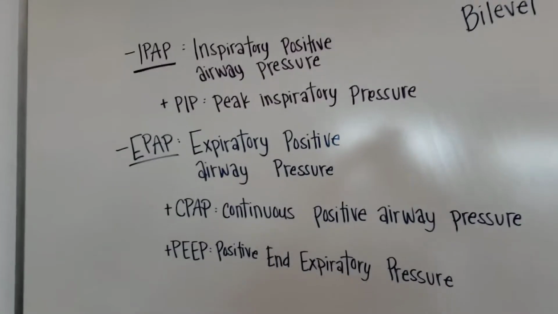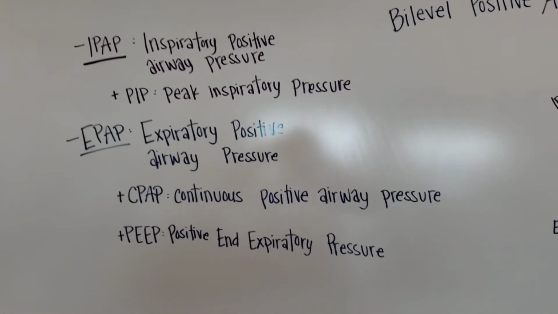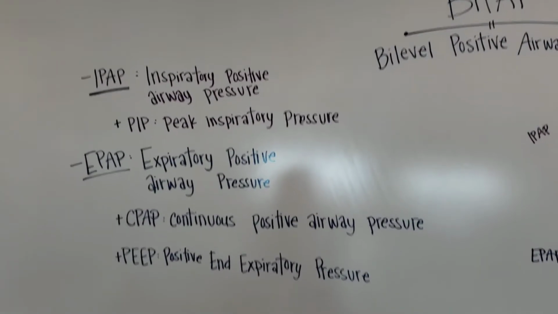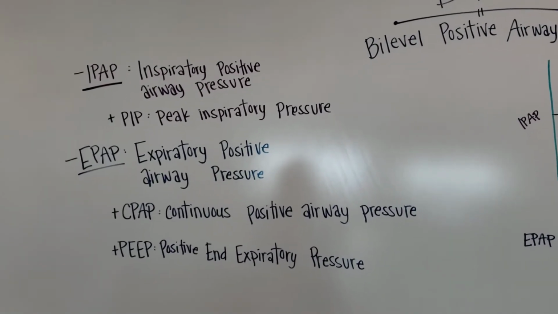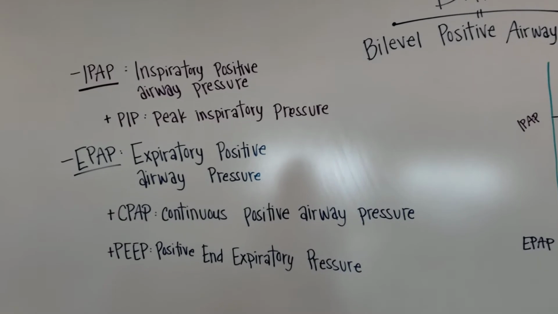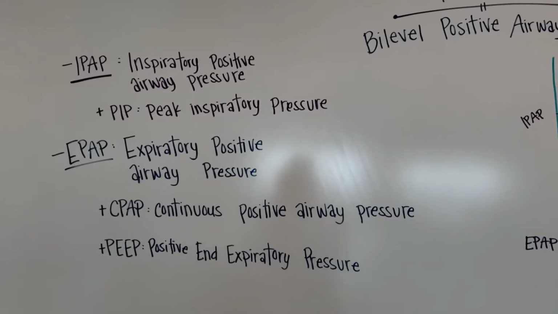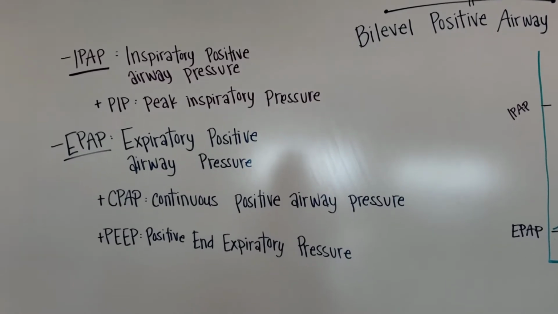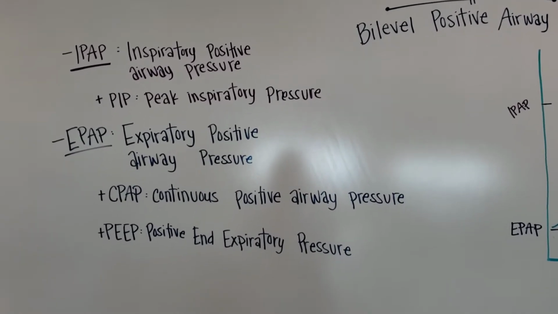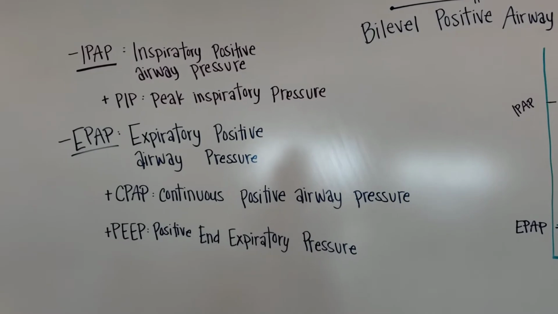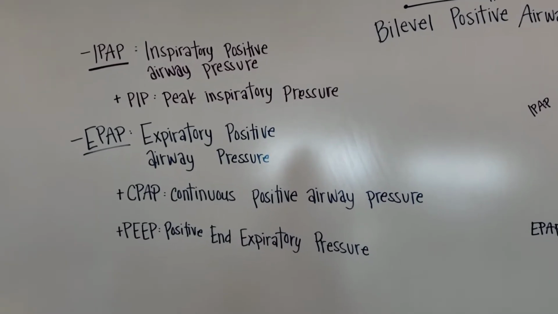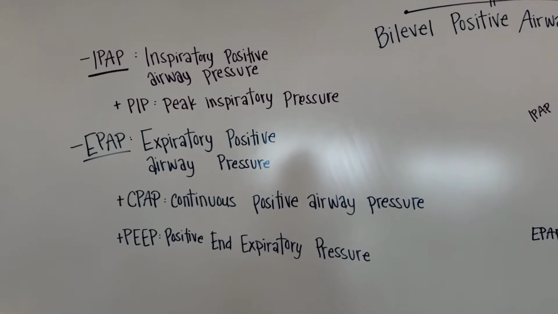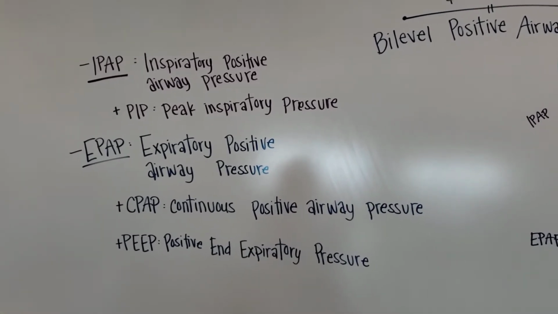The difference between BiPAP and CPAP is that with BiPAP, there are two pressures as opposed to one continuous pressure. The two pressures are inspiratory positive airway pressure. You'll commonly hear it referred to as IPAP, or sometimes PIP, which is peak inspiratory pressure. This is the pressure used to support inhalation and to reach that top pressure at the peak of inhalation.